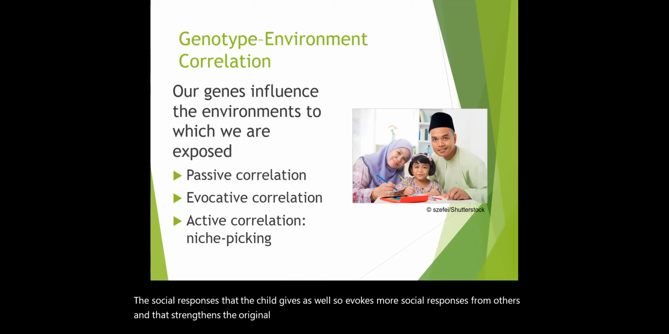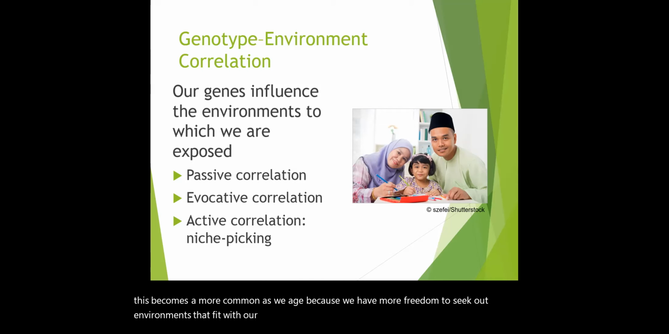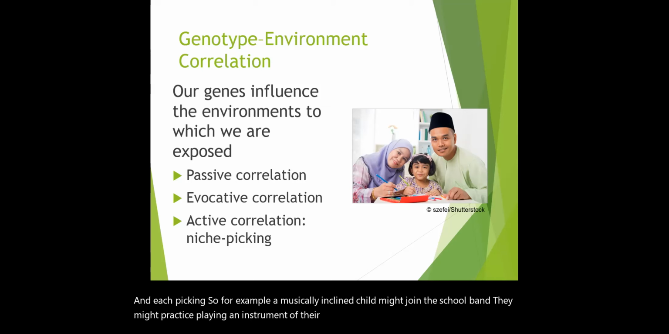Active correlation is what happens at older ages. This becomes more common as we age because we have more freedom to seek out environments that fit with our genetic tendencies. Our tendency to actively choose environments that complement our heredity is called niche picking. For example, a musically inclined child might join the school band. They might practice playing an instrument of their choice, compared to somebody who's not musically inclined.